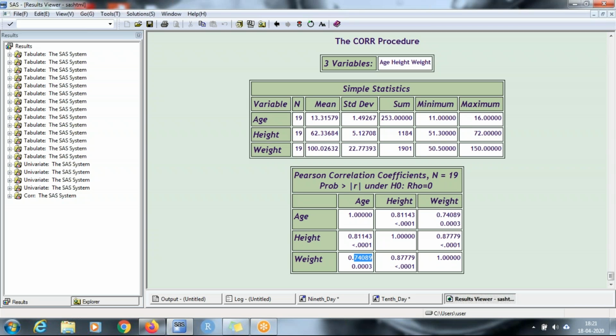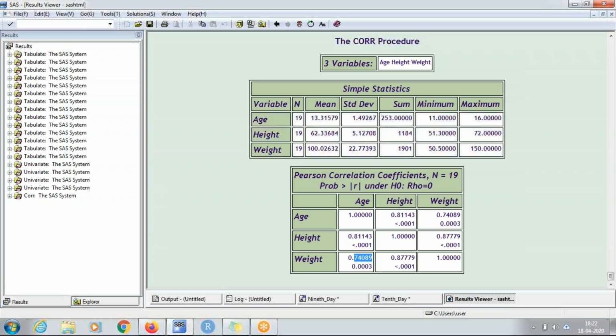Okay, so let me come to this point. So my null hypothesis would be there is no correlation between your age and height. First hypothesis. My second hypothesis, there is no correlation between your age and weight. My third hypothesis would be there is no correlation between height and weight. All right. और alternate क्या होगी?